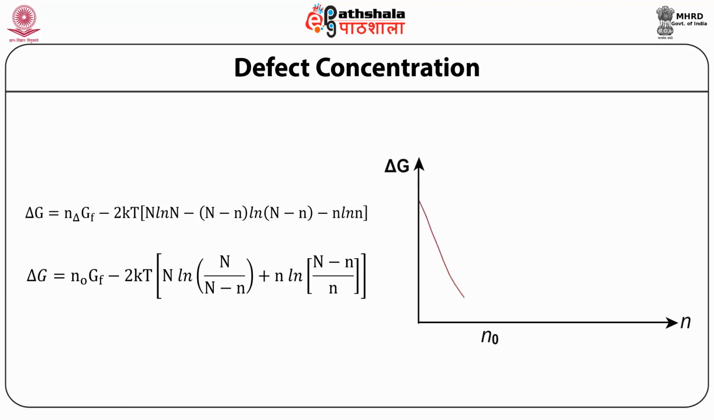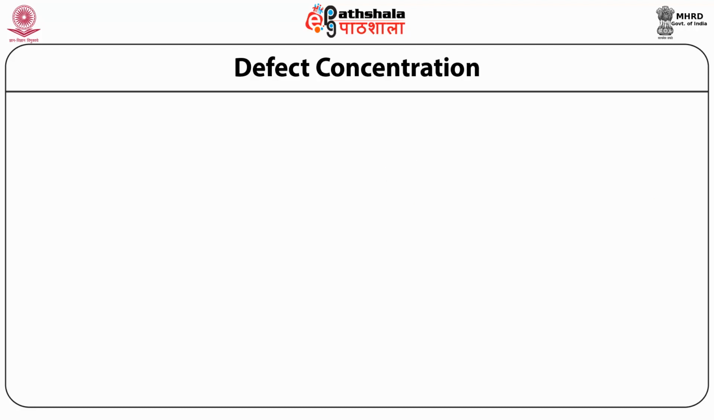Now if vacancies were stable defects, then at a certain concentration the free energy change has to be minimum, which is shown in this figure. And this corresponds to delta G max. Hence, at equilibrium, we can safely write that the first derivative is zero. Now, as we discussed in the previous slide, at equilibrium the first order del of delta G by del n is zero, meaning the first derivative of the Gibbs free energy change with respect to n is zero. And capital N minus small n can be assumed to be approximately equal to capital N, since the number of vacancies is much smaller than the number of lattice sites in absolute terms.